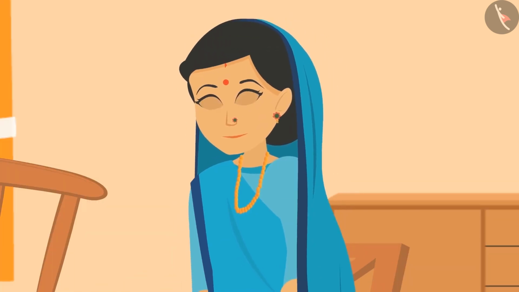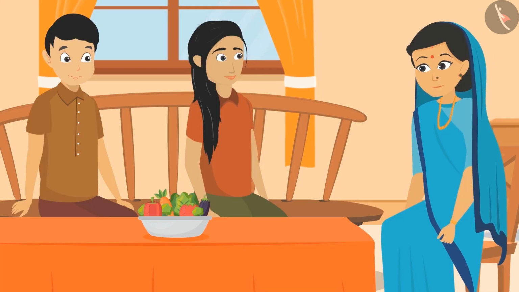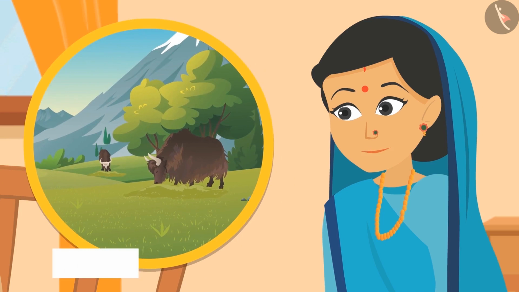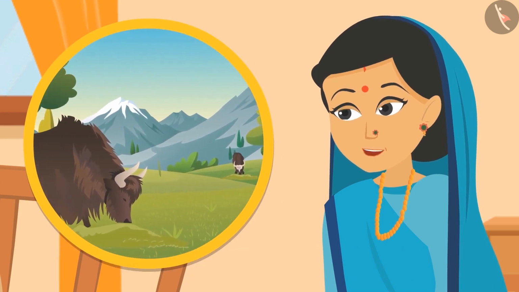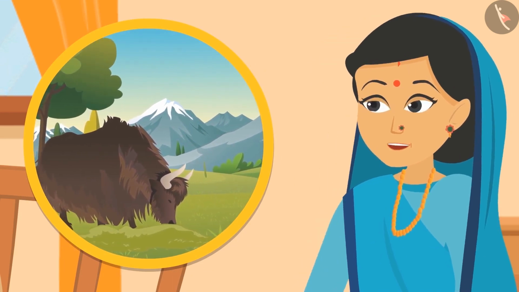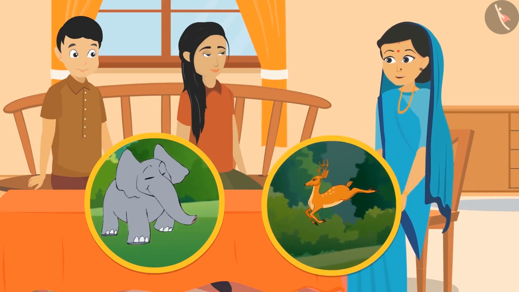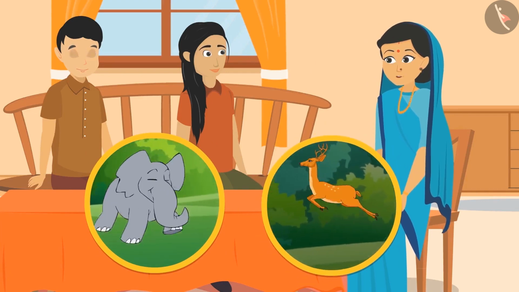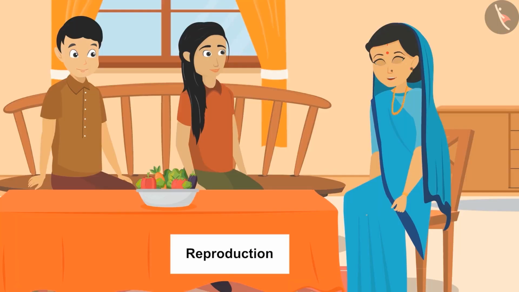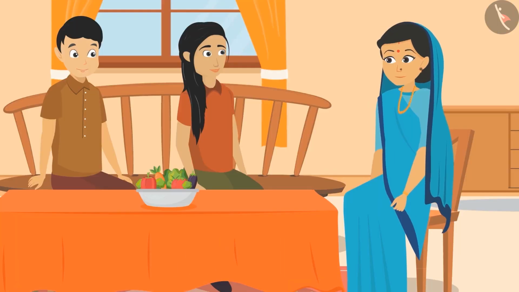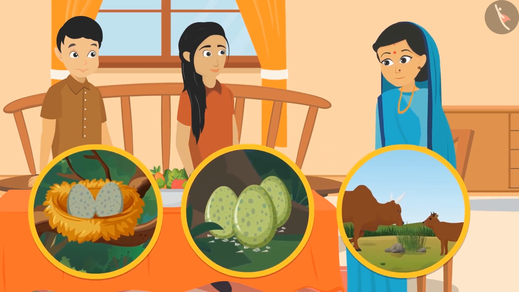Yes, you are right. But along with these variations, they share many similarities as well. Like, animals can adapt as per their habitat. They respire, consume food, and excrete. Some animals walk and jump as per their will. And there is one more task performed by all living beings. What is that? That is reproduction. It is the process through which animals multiply. Some organisms lay eggs and some give birth to their young ones.